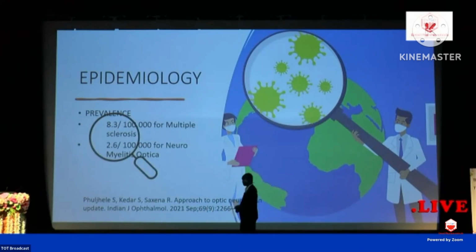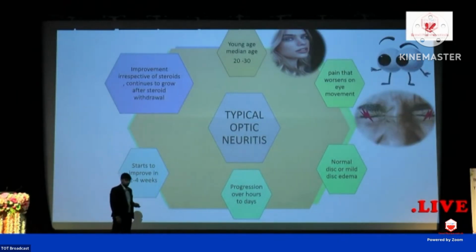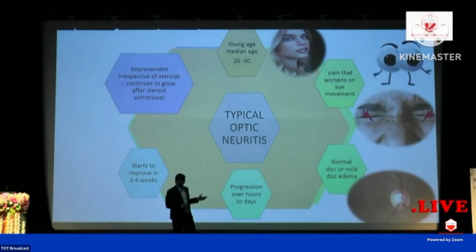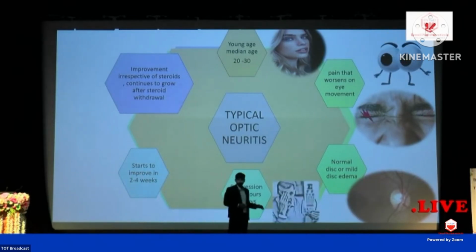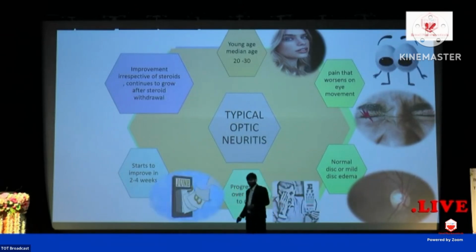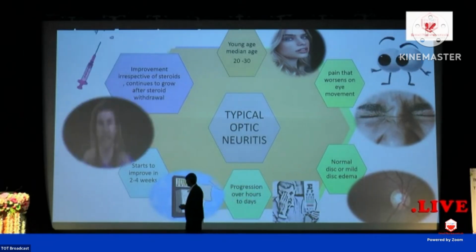Whenever a young female patient presents to our OPD with diminution of vision associated with pain that worsens on eye movements, and fundoscopy shows either a normal disc or mild disc edema, with the diminution of vision progressing within hours to days and later improving on its own, with or without steroids, we will consider it a typical optic neuritis.